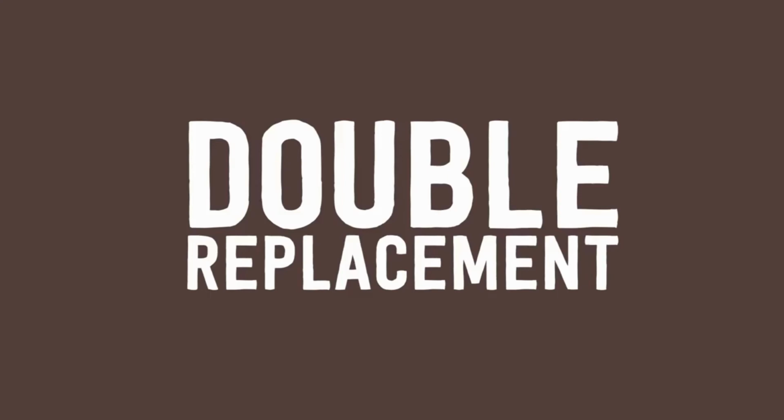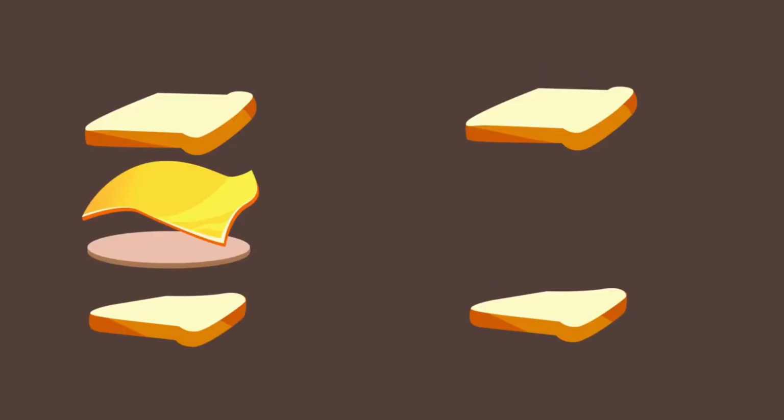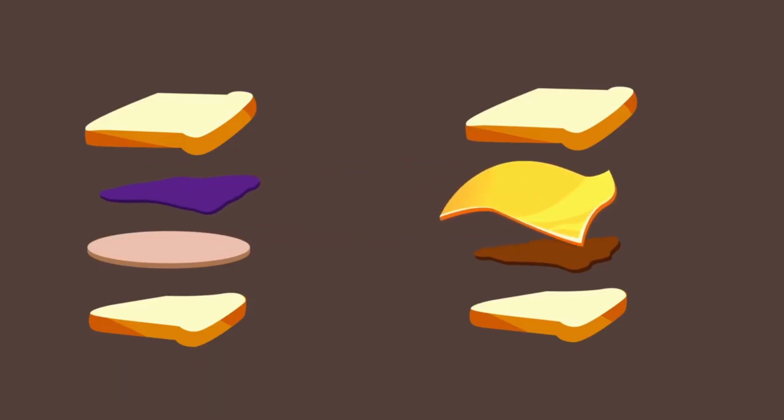Alright, the last type of reaction we're covering is double replacement, and it's pretty exciting since this time we're talking about 2 sandwiches. Let's say that you and your friend both have a sandwich. You have turkey and cheese on yours, and your friend has peanut butter and jelly. Both of you hate yourselves, so you decide to swap an ingredient, and that's it.